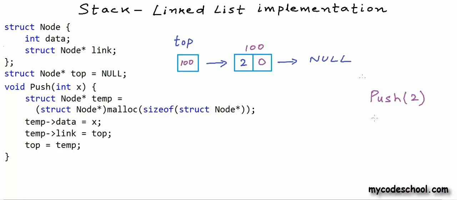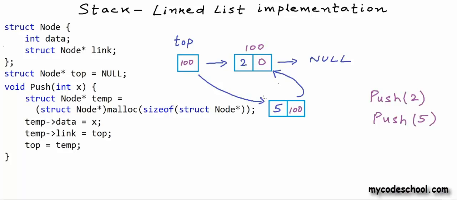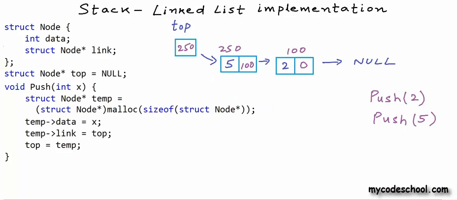Let's do one more push. Let's say I want to push number 5 onto the stack this time. Once again, a node will be created. We will set the data, and then we will first point this guy to the existing top, and then make this pointer variable point to this guy, the new top. Let's say the address of this guy is 250. So the address in this variable top will be set as 250. After this second push, this is how my stack will look like.